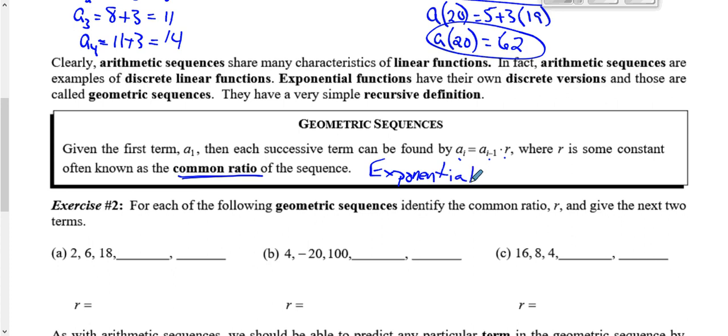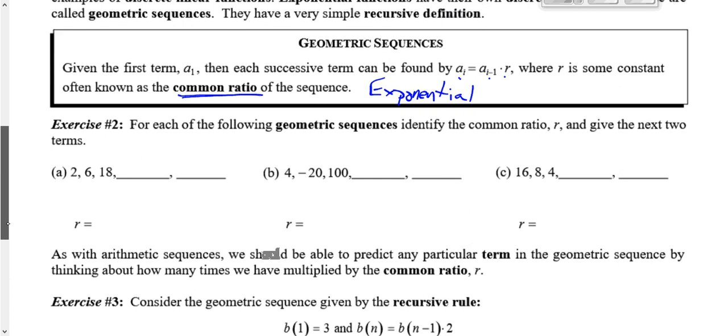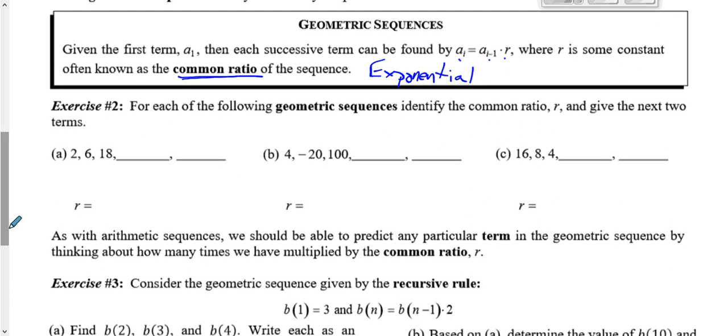Okay, well, good. So for each of these, they want us to identify the common ratio r and give the next two terms. So what are we doing to get from 2 to 6? Times 3, and then times 3. So what's 18 times 3? 54. 54 times 3 is 162. That's all there is to those, right? So the r is 3.